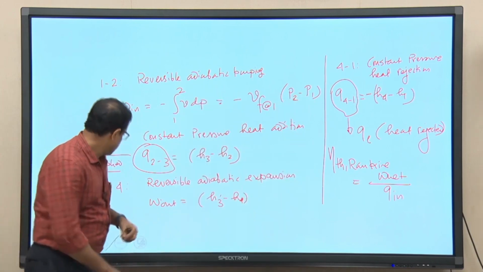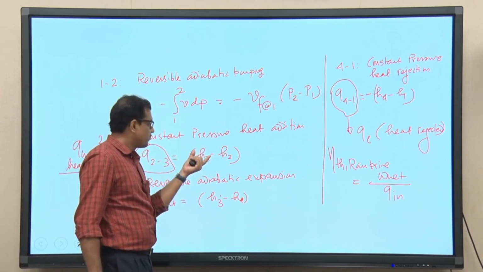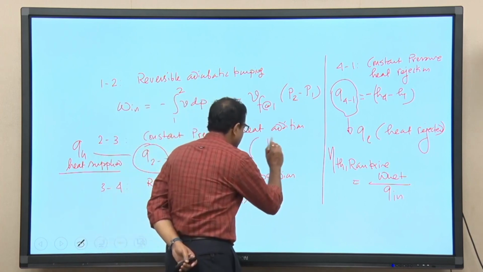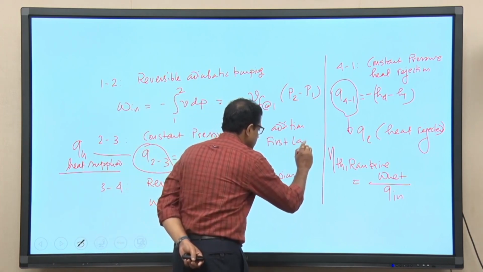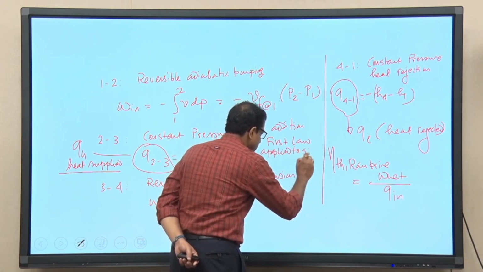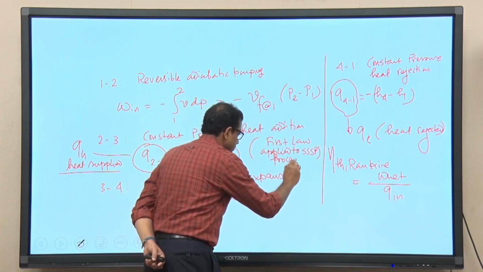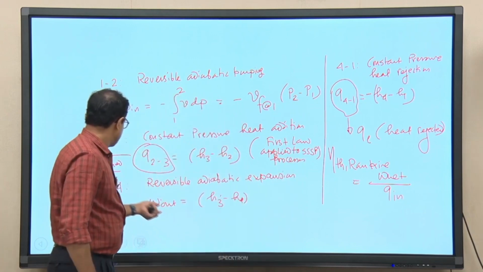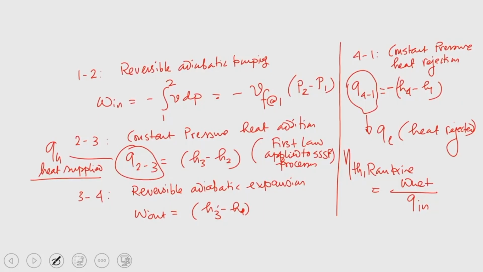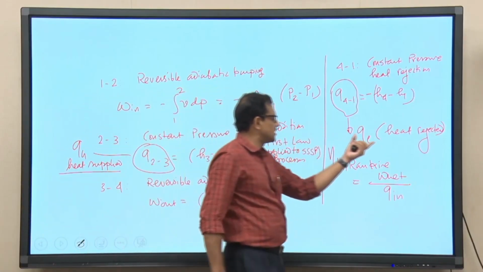So, this is basically the constant pressure heat addition. H 3 minus H 2 we are getting from the first law applied to steady state steady flow processes. I have discussed this part. This is reversible adiabatic expansion, and you can also get it from the first law applied to steady state steady flow processes. And finally, this is the heat rejection.